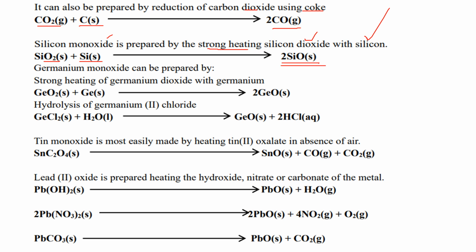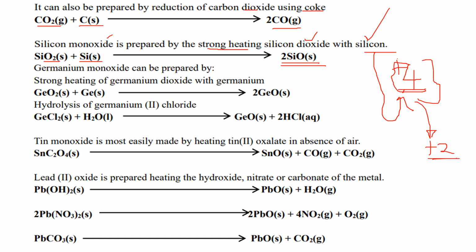Now note here, you cannot get a monoxide by heating an element with oxygen. The first 4 elements except lead form dioxides because the +4 oxidation state is stable for them. So direct heating of the element with oxygen always gives you dioxides. The only way you can prepare monoxides is by taking an element and reacting it with the dioxide. That element reduces the dioxide to a monoxide, and the monoxide is in the +2 oxidation state.